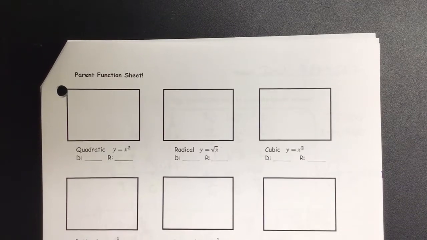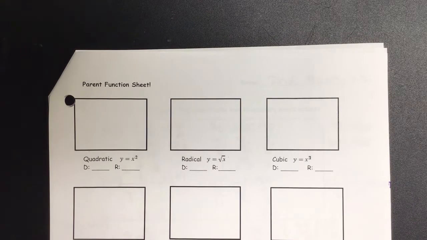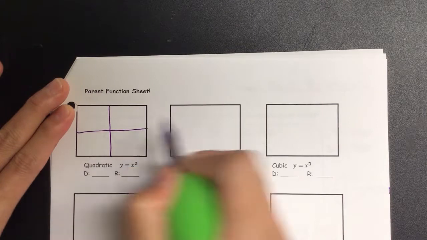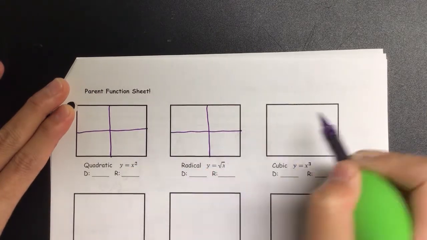So the first one is quadratic. What shape does a quadratic make? The U. But it seems like having the x and y axes would be helpful, right? Let's put that on for all of them. How dare I not put that on for you, right?